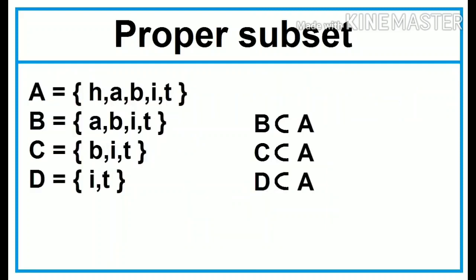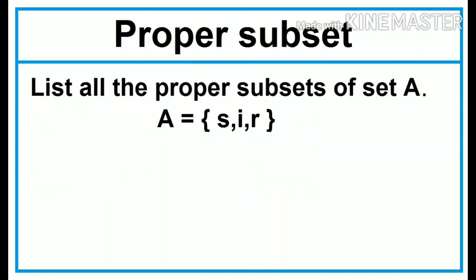A is equal to {H, A, B, I, T} and B is equal to {A, B, I, T} and C is equal to {B, I, T} and D is equal to {I, T}. Here B is a subset of A, C is a subset of A and D is also a proper subset of A. List all the proper subsets of A.